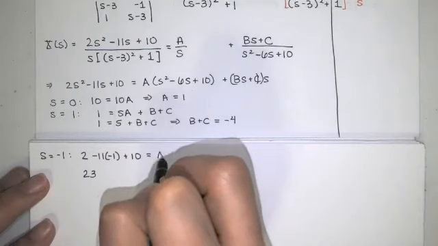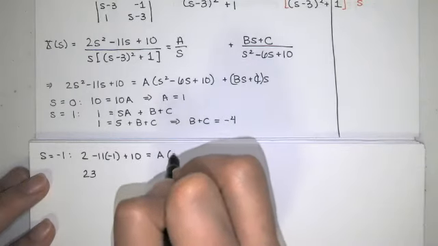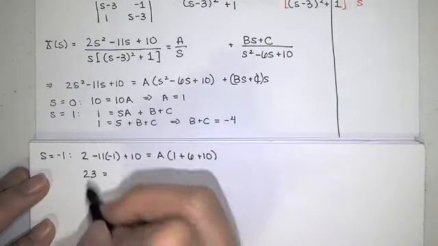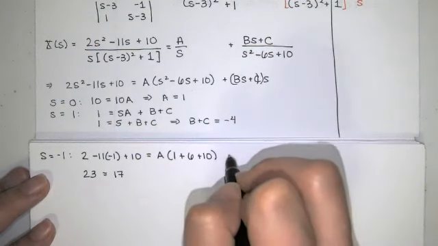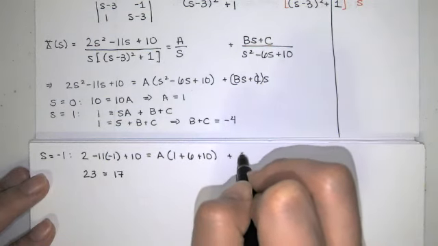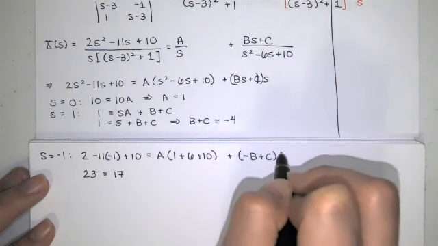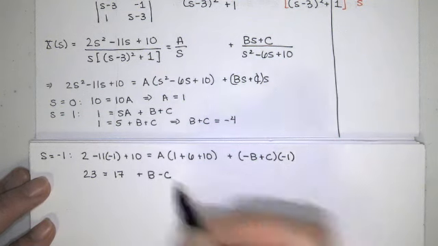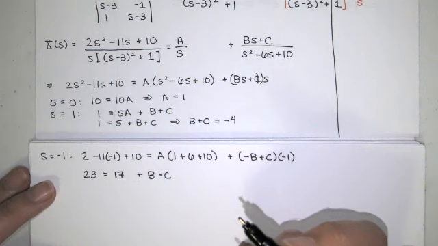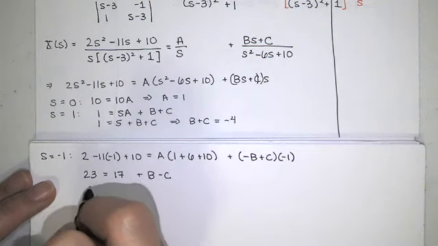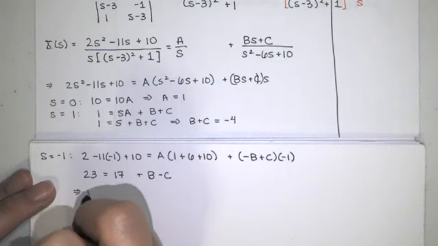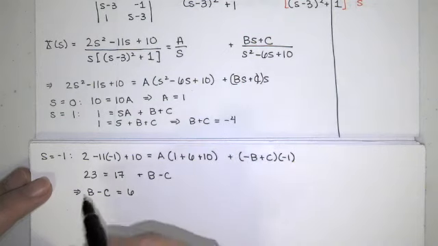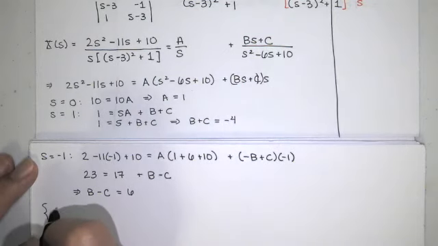And that's equal to a times what we get when s is negative 1. We're going to have 1 plus 6 plus 10. And a is equal to 1, so it's going to be 17 plus bs plus c. So it's going to be a negative b plus c times s, which is negative 1. So if I distribute that negative, I have b minus c, plus 17 is equal to 23. So if we subtract 17 from both sides, we get b minus c equals 6. So we know b plus c equals negative 4 and b minus c equals 6.